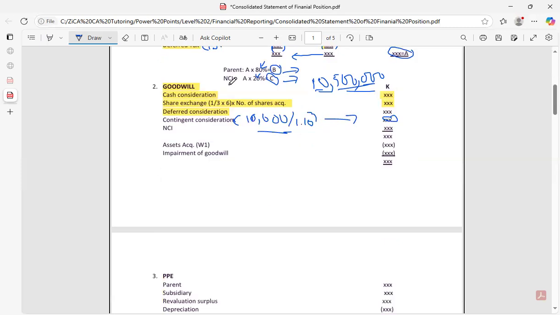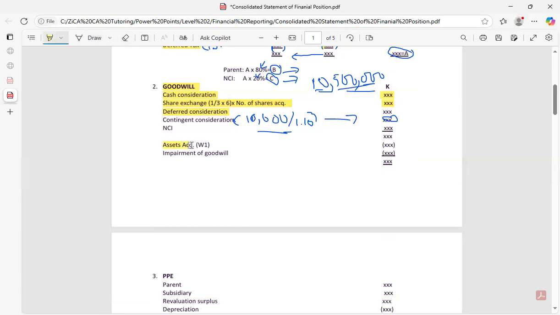No, that's it. Yeah. Then next, we need to deduct. Oh, sorry. Then we have NCI, right? We also need to add the NCI to the cash consideration, share exchange, deferred consideration, as well as contingent consideration. So this NCI can be calculated in 2 ways.